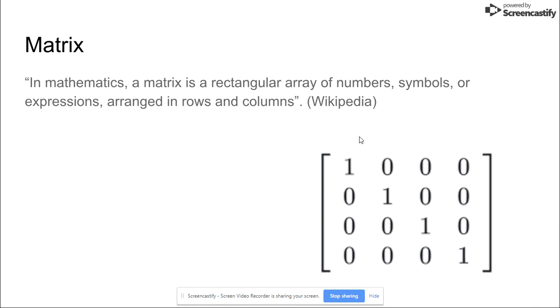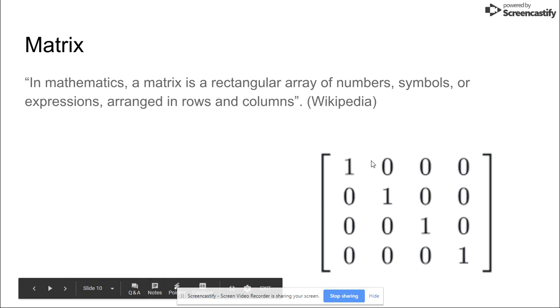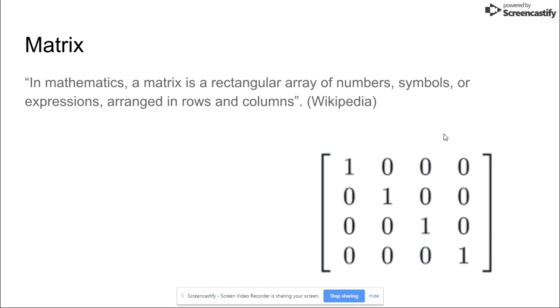A matrix. A matrix is a rectangular array of numbers, symbols, or expressions arranged in rows and columns. This is Wikipedia's math definition of a matrix. So this is one way a matrix could be expressed, as a 4 by 4 array of numbers and expressions. We're just using zeros and ones, which is binary, and this is just one of the ways it can be expressed.